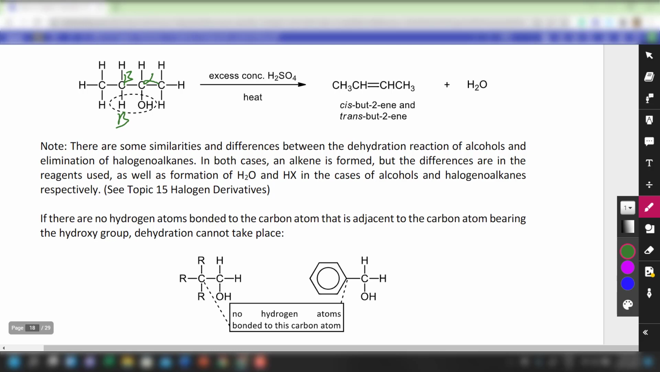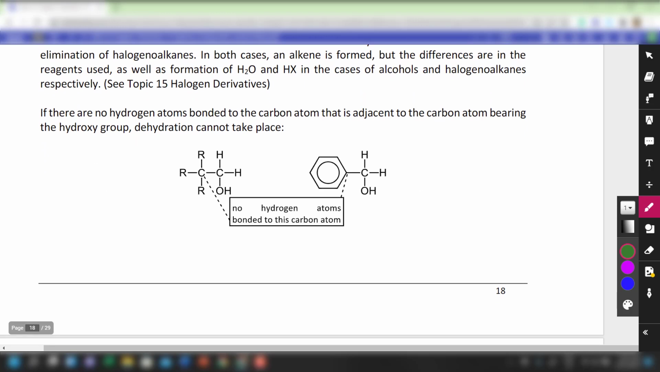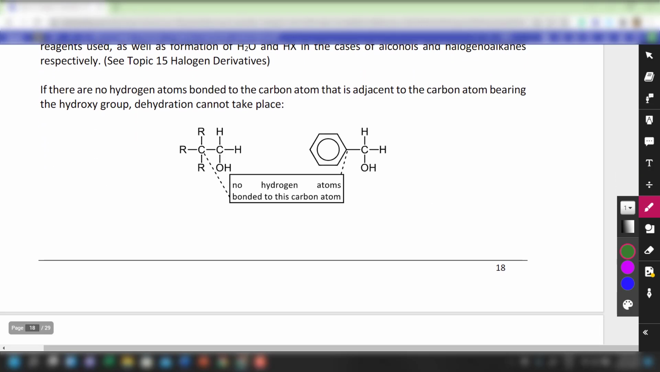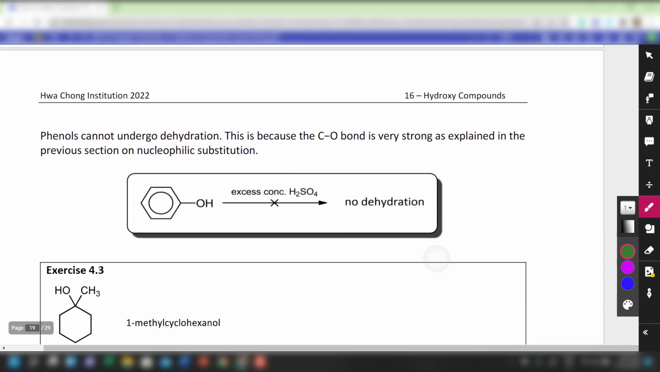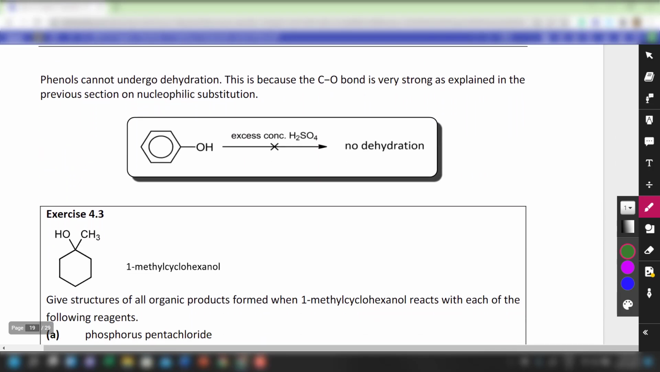That is alpha, beta. Okay, then certain kinds of alcohols cannot undergo dehydration for a very simple reason, because there is no beta hydrogen. So because of that, dehydration cannot take place. Okay, then yeah, so phenol cannot undergo dehydration. So this is probably something you need to take note of.